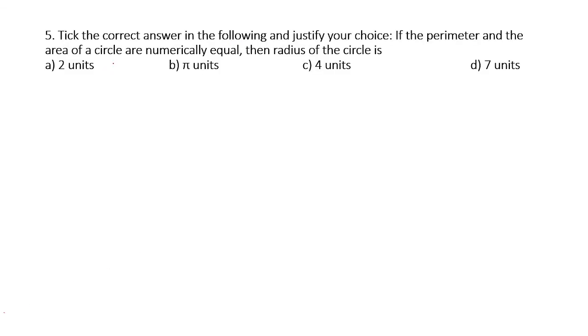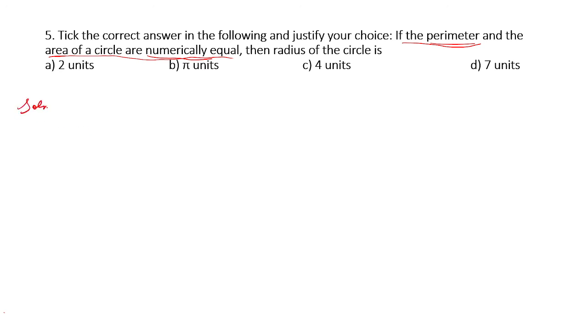This is a very easy question. Choose the correct answer in the following and justify your choice. If the perimeter and the area of the circle are numerically equal, that means they have equal numbers. The value you get for the perimeter and the value you get for the area of a circle will be the same. When you talk about perimeter and area, you only get numbers, so they have the same number.